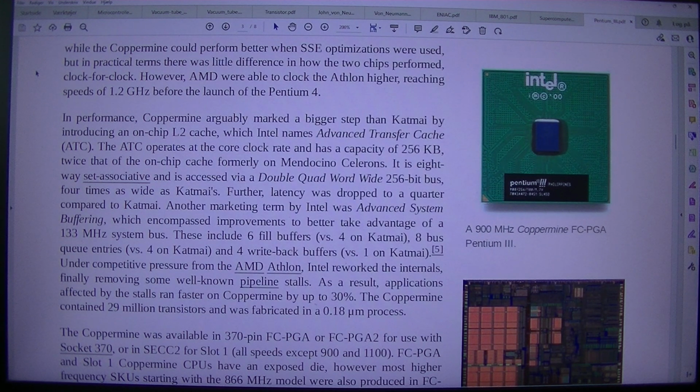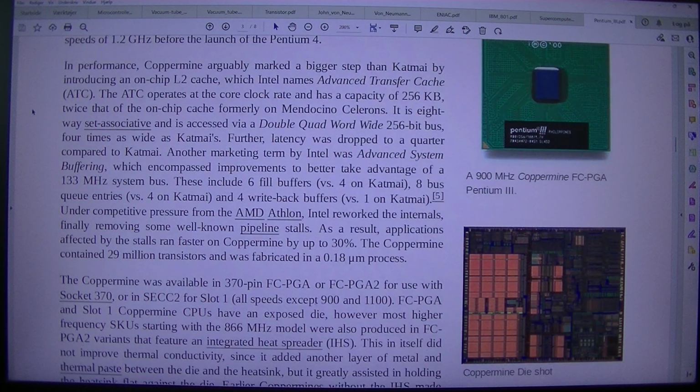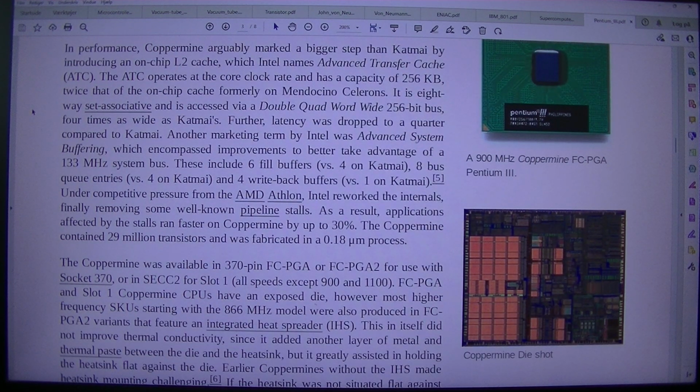In performance, Coppermine arguably marked a bigger step than Katmai by introducing an on-chip L2 cache, which Intel names Advanced Transfer Cache, ATC. The ATC operates at the core clock rate and has a capacity of 256 KB, twice that of the on-chip cache formerly on Mendocino Celerons. It is 8-way set associative and is accessed via a double quad word wide 256-bit bus, 4 times as wide as Katmai's. Further, latency was dropped to a quarter compared to Katmai.